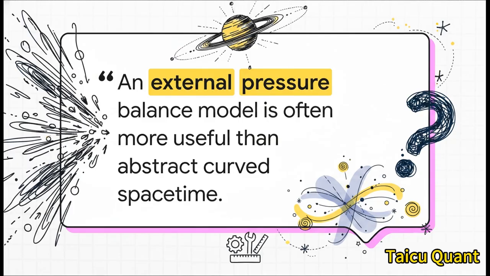I want to end this explainer with a thought directly inspired by the source material. Sometimes, an external pressure balance model is much more useful for solving reality's problems than abstract curved spacetime. It leaves us with a pretty provocative question to chew on. What other seemingly impossible mysteries of the universe, from dark energy to quantum mechanics, could we potentially solve simply by swapping our theoretical lenses for a solid engineering toolkit?